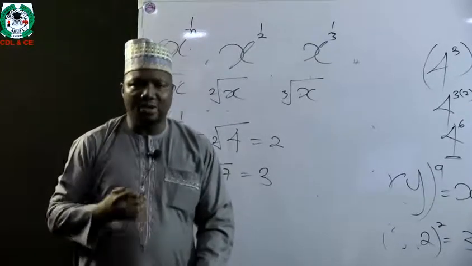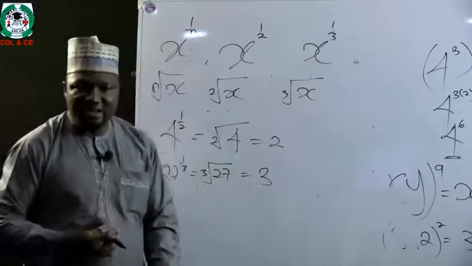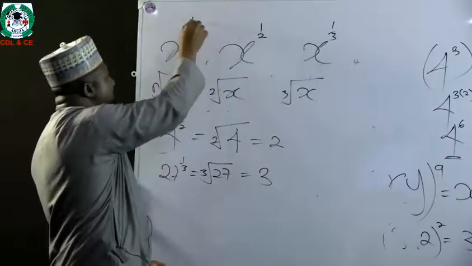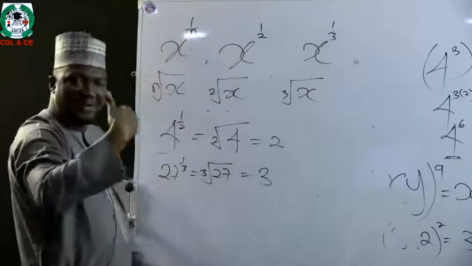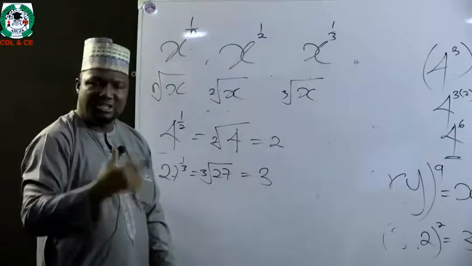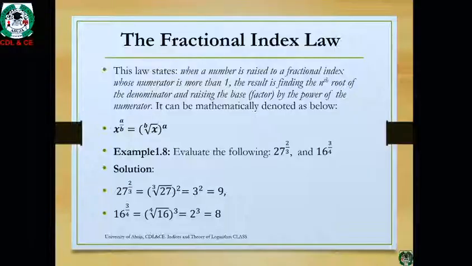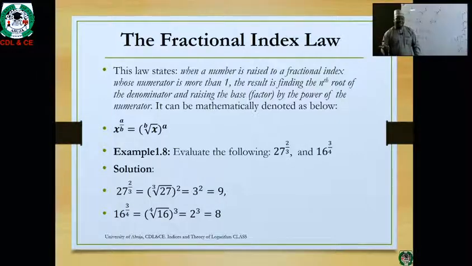But the next law we are looking at is called the fractional index law, a situation where the numerator is not 1, but is of some value. Let's understand what the law means. The law simply says when a number is raised to a fractional index whose numerator is more than 1, the result is finding the nth root using the denominator, and raising the result to the power of the numerator. This is what we are simply trying to say.